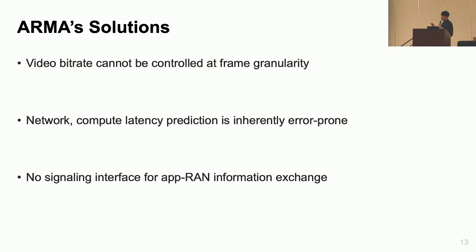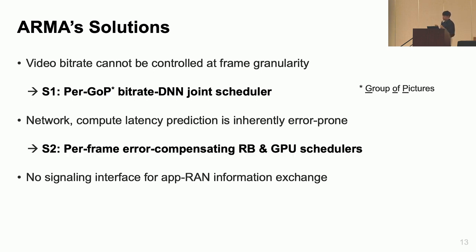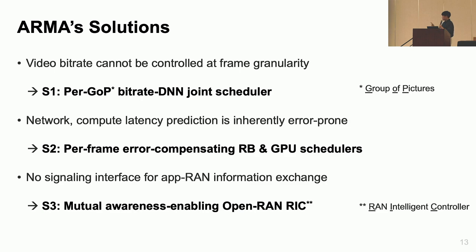So we design ARMA with the following solutions to tackle the challenges. First, we design a per GOP bitrate DNN joint scheduler, which predicts the network and compute latency over the next scheduling window, and selects the bitrate and DNN in a joint manner that maximizes the overall expected latency SLO satisfaction. Given the selected bitrate and DNN, we also design per frame schedulers that allocate the RB and GPU resources to finish the video streaming and the DNN inference within the deadline. These two schedulers have mutual compensation mechanisms to incorporate the unpredictable errors that occur at runtime. And finally, to enable mutual awareness, we leveraged the OpenRAN RAN intelligent controller for the app and RAN side schedulers to exchange their information.